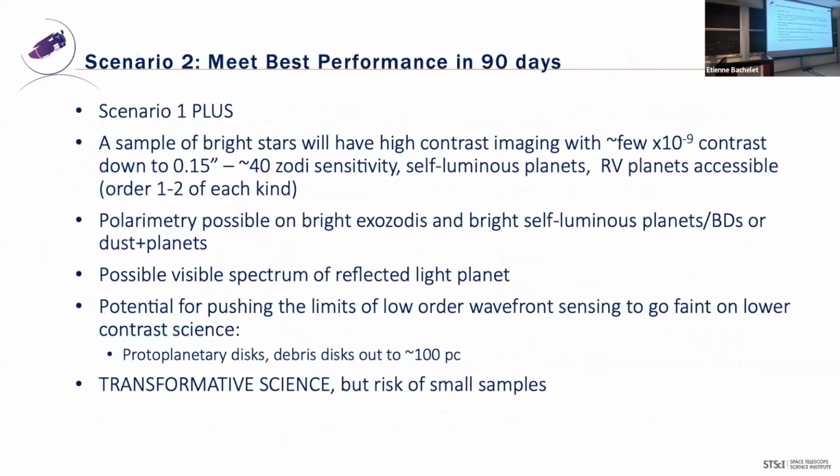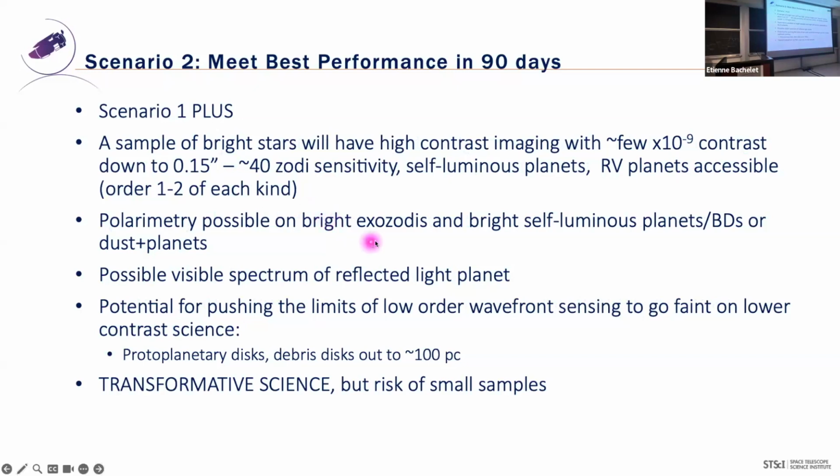So now let's think about it like we make our best estimated performance over our 90 days. And that opens up a lot of really interesting things. We sort of could do anything we could have done in the first scenario. Plus, now our sample of bright stars will have very high contrast imaging, maybe a few times 10 to the minus 9. And that opens up the ability to directly probe exozodies at a few tens of exozodi levels of brightness. You definitely would catch a lot of self-luminous planets, or they would be possible. And then, of course, some RV planets would also be accessible. And in this kind of scenario, you'd have a handful of each of those types.